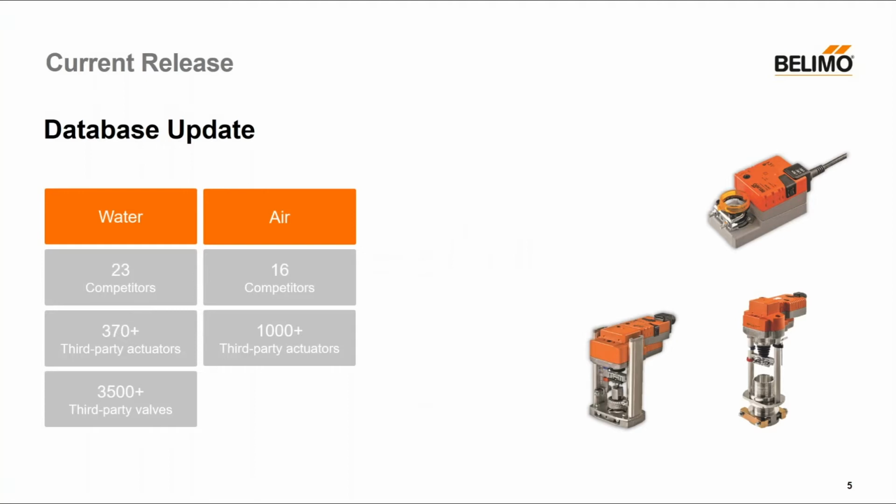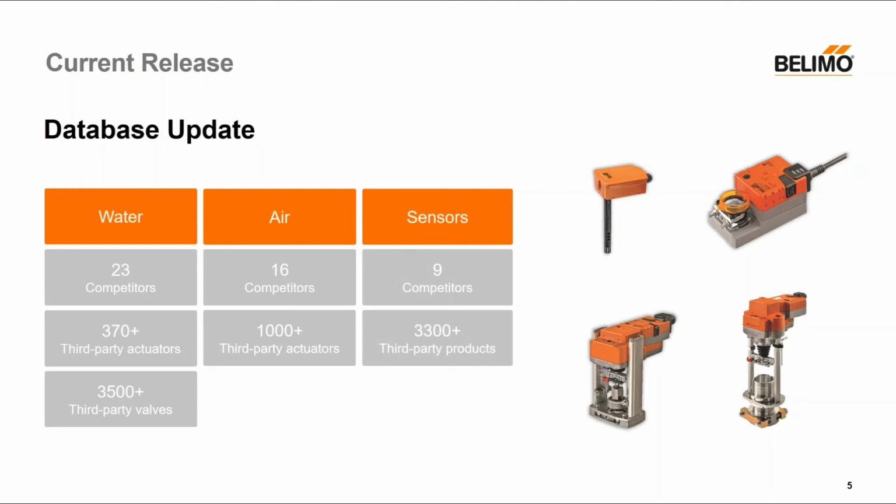We have imported an extensive database update which extends the already existing database of products in the field of water and air. The biggest innovation is that we have now added our new sensors range and more than 3,300 other products. This means that for these 3,300 third-party products, the app directly displays a suitable Belimo replacement product. As you can see, thousands of third-party products for various competitors are already included in the air and water sector. Never before has it been so easy to find a suitable Belimo replacement product.